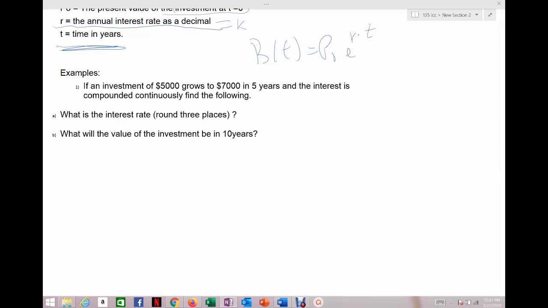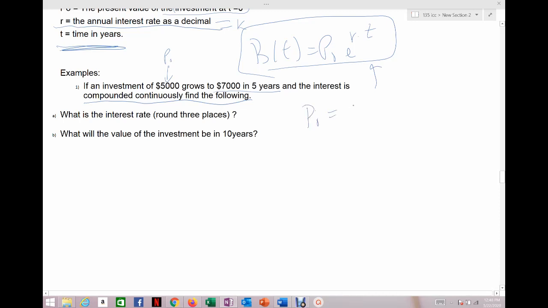For this problem, if an investment of 5,000, so 5,000 is how much we invested, that's our principal, P naught, our initial amount. In 5 years it grew to 7,000, so that's a future amount, and it took 5 years to grow there. It's compounding continuously, so it follows this exponential growth equation. What's the interest rate? Round to 3 decimal places. And then what's the value of the investment? So first, we're going to find this equation, and then we're going to use it.